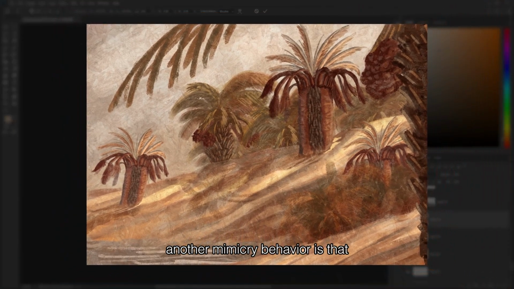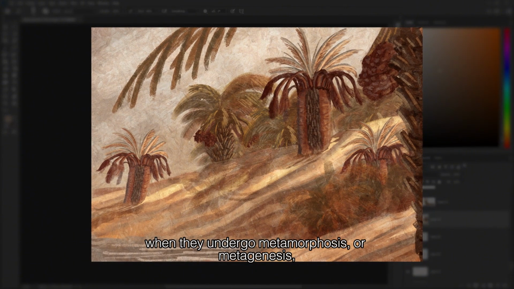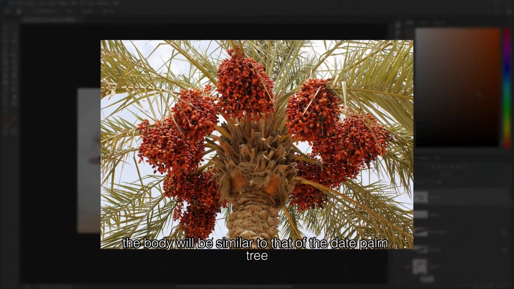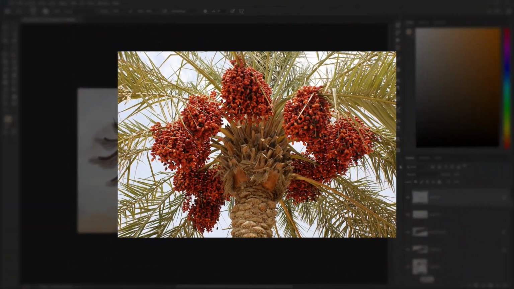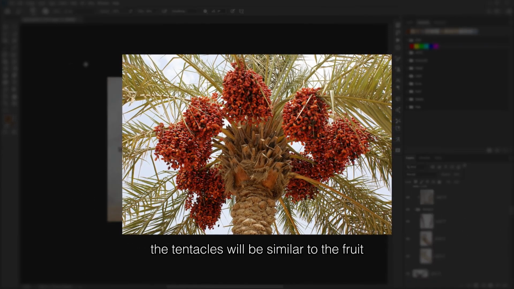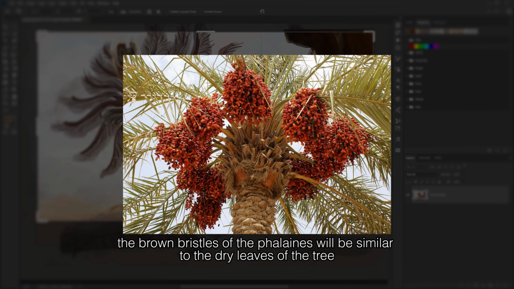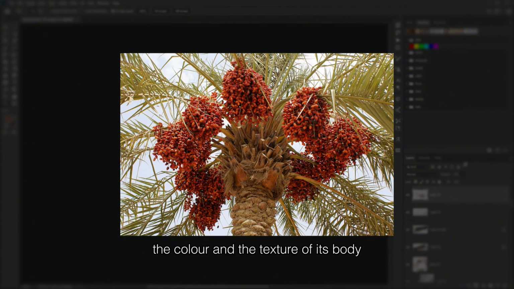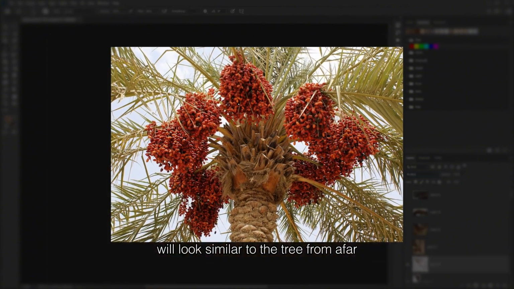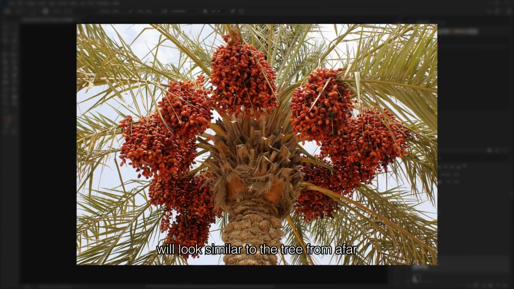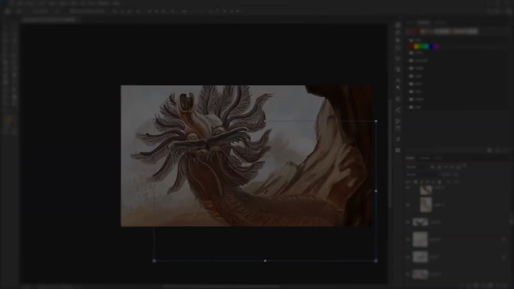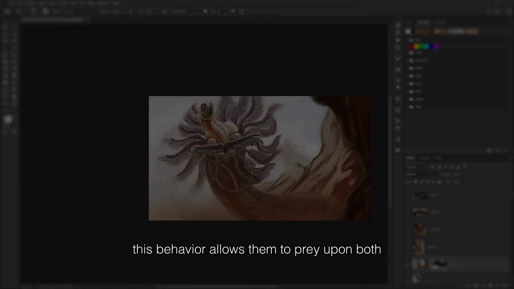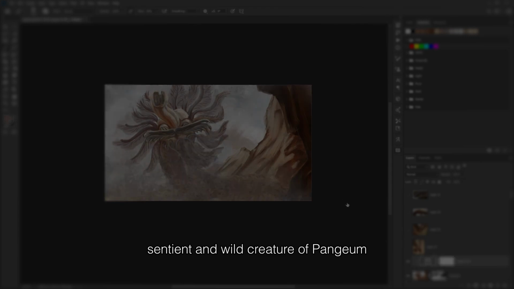Another mimicry behavior is that when they undergo metamorphosis or metagenesis, the body will be similar to that of the date palm tree. The tentacles will be similar to the fruit. The brown bristles of the felians will be similar to the dry leaves of the tree. The color and the texture of its body will look similar to the tree from afar. This behavior allows them to prey upon both sentient and wild creatures of Pangeum.